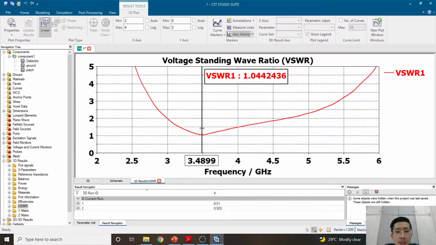From here, we can see that the frequency is located at 3.4899 GHz. And if you want to find the bandwidth, we can use the value of 2. The VSWR value is 1.04004. The smaller the VSWR value, the better the antenna is matched to the transmission line and the more power is delivered to the antenna. That's all for me.